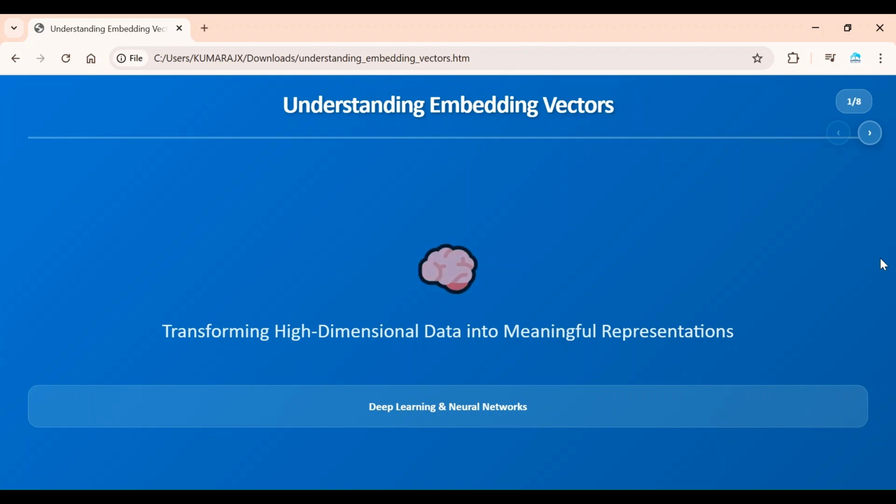Welcome to today's deep learning tutorial. In this video, I'm going to explain one of the most fundamental concepts in modern AI, or what we call Gen AI, and that's embedding vectors.